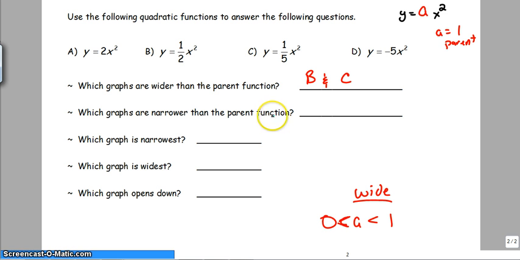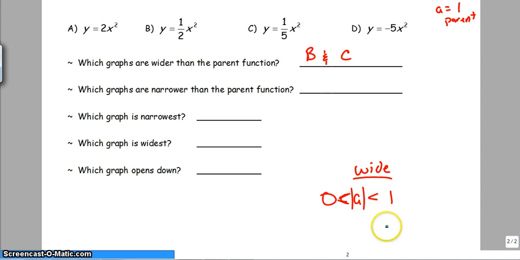Narrower than the parent function is when we're talking about the absolute value, and this one we're talking about the absolute value as well. So for it to be narrow, the absolute value of a is going to be bigger than 1. Absolute value of 2 is 2. Absolute value of -5 is 5. Those two, graph A and D, would both be narrower than the parent function.